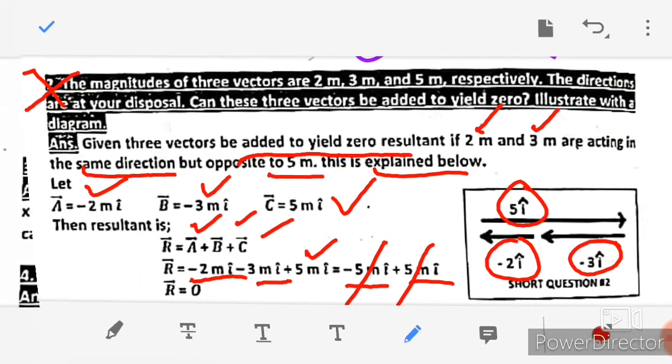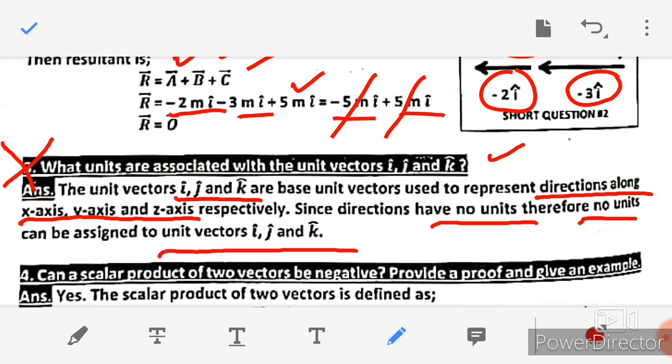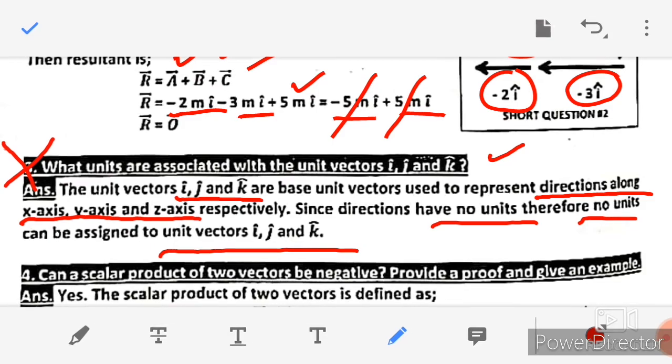Now moving towards the next, question number 3, which is also not included in the reduced syllabus 2021. What units are associated with unit vectors i, j and k? This is the question. The unit vectors i, j and k are the base vectors used to represent a direction along the X, Y and Z axes respectively. Therefore, no units are assigned to the unit vectors i, j and k.